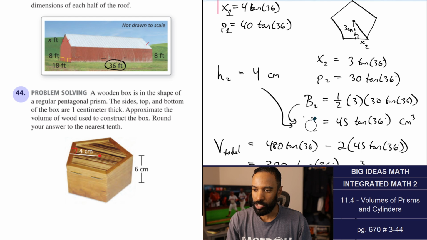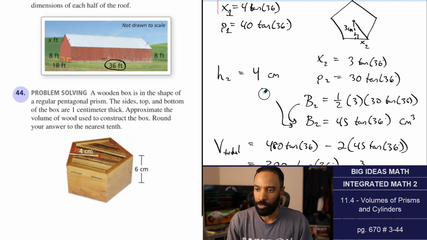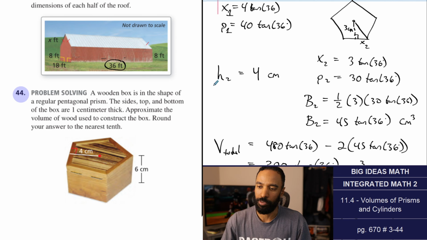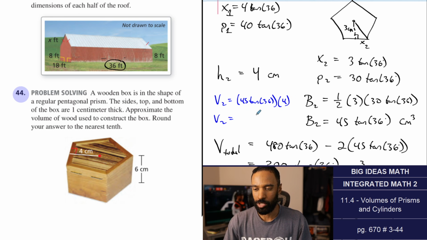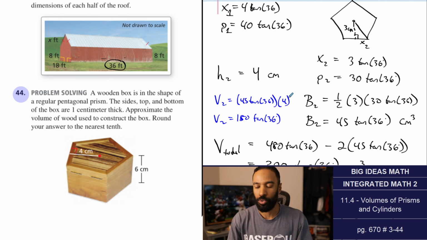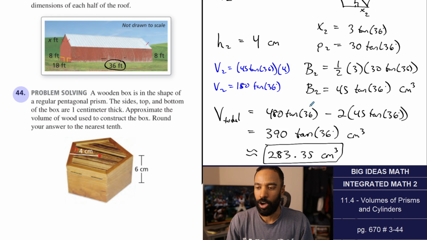Well, now I should write what this thing is. Area of base 2 is now this 45, right? But we have to now multiply that by 4 for volume of the second one. So volume of object 2 will be area of base times height. So I think this is supposed to be 180 times tangent of 36. And that's what we remove. We remove the inner volume of that inside guy.